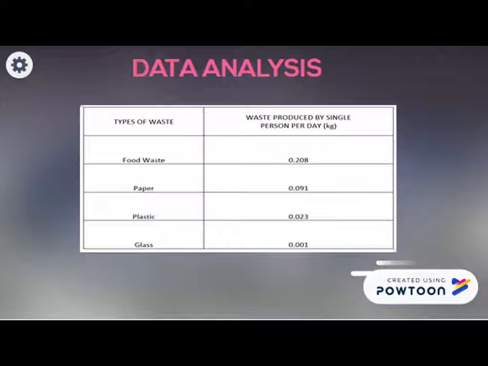Thus, to obtain the exact value of food waste produced, we use the environmental engineering book to obtain the exact value based on the type of waste. For example, for food waste, with the range from 0 to 200 kg, the exact value is 0.208 kg based on the environmental engineering book.